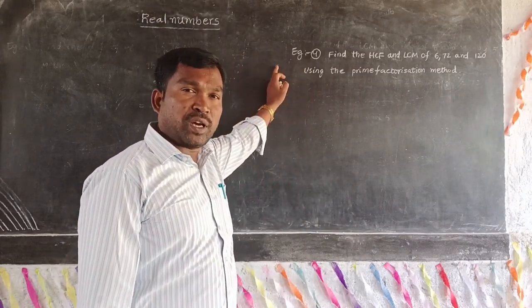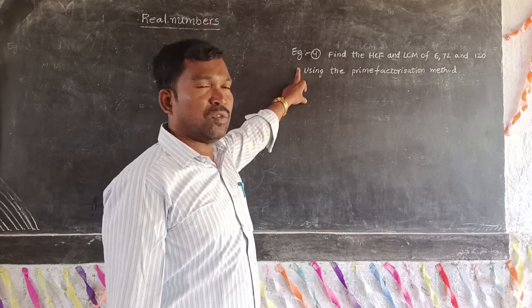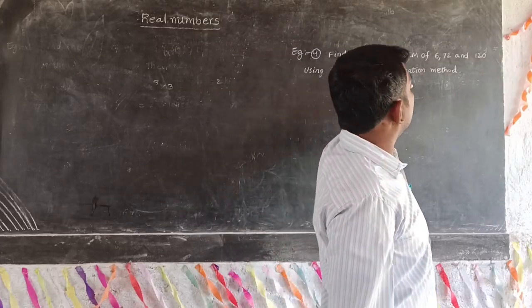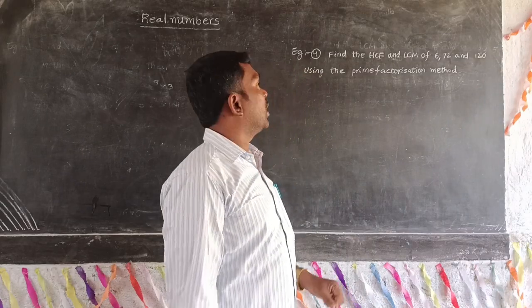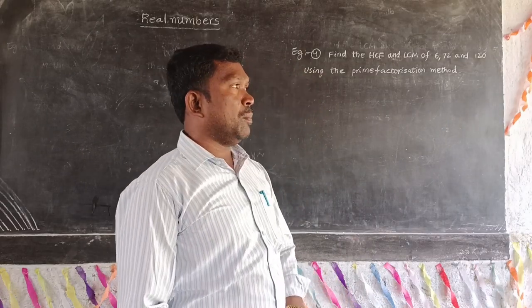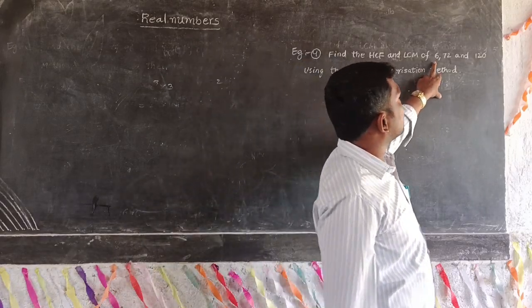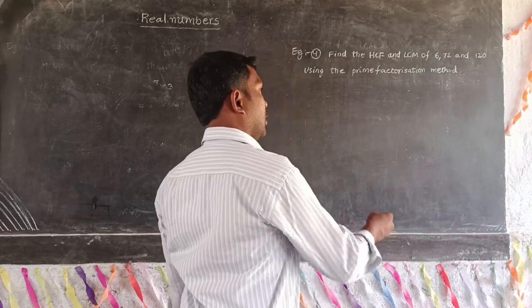Today we are going to discuss examples for real numbers. Example: find the HCF and LCM of 6, 72 and 120 using the prime factorization method. Given numbers 6, 72 and 120.